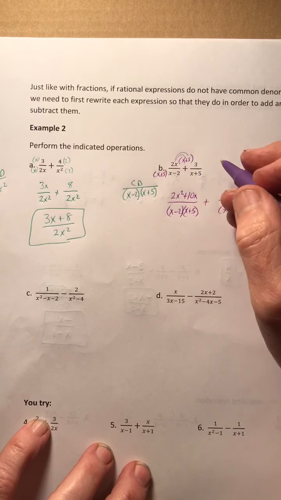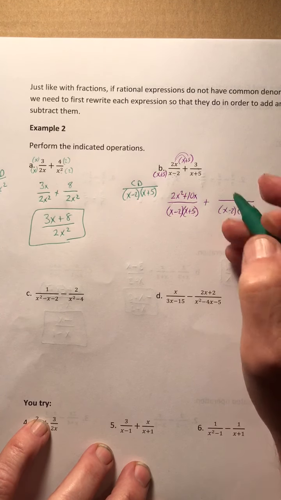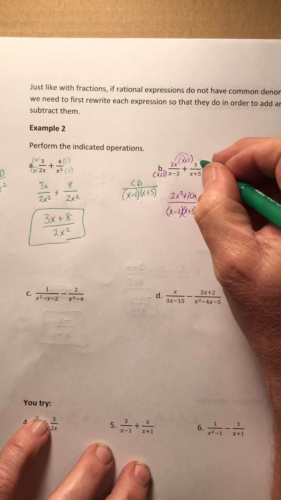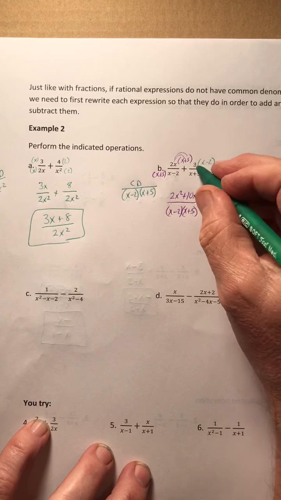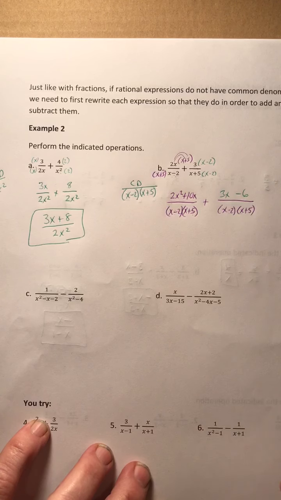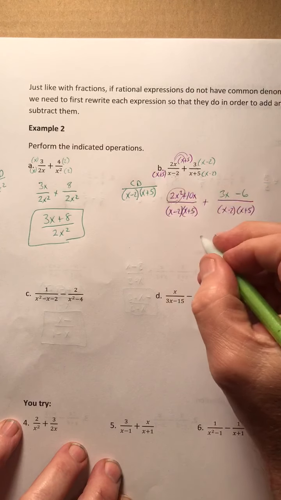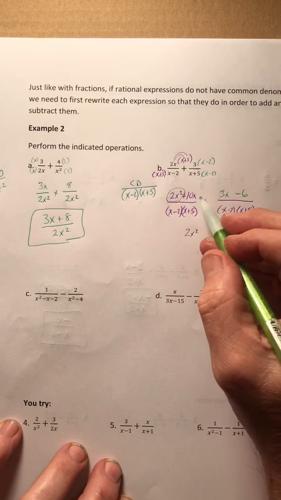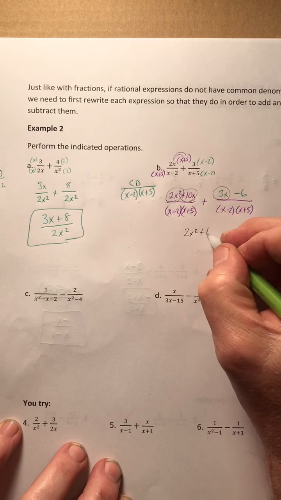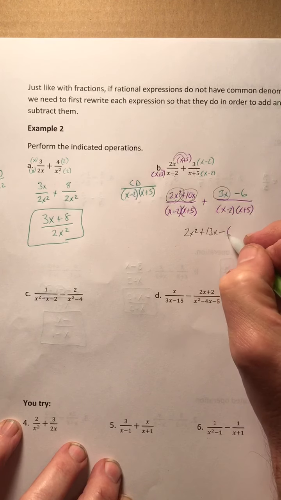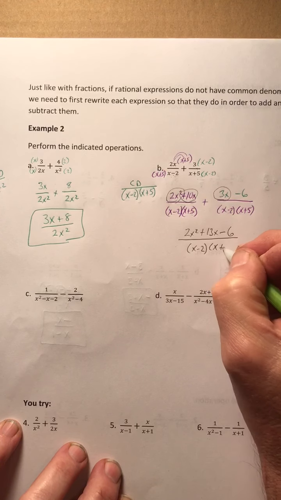Now the other side, we're going to have to multiply by x minus 2 to get this. So we have to multiply the bottom by x minus 2, so we have to multiply the top by x minus 2. And again, we're going to distribute. So 3 times x gives us 3x. 3 times negative 2 gives negative 6. Now all we've got to do is combine our like terms. There's no other 2x squareds, so we'll keep that. We have a positive 10x and a positive 3x, which gives us a positive 13x. And then we have a minus 6 over x minus 2, x plus 5.